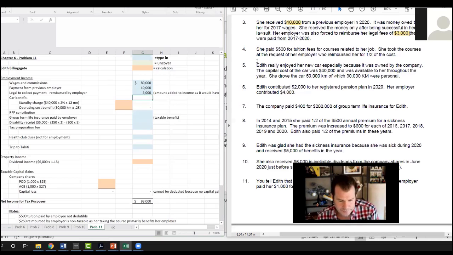Thanks, buddy. Yeah. If she got additional money for special damages or something like that, that part wouldn't be taxed, only the 10K and 3K. What's the 10K? Yeah, good question.